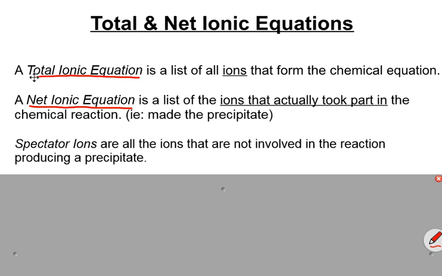And then the last one are spectator ions. Spectator ions are all of the ions that are not actually involved in the reaction that produces a precipitate. So basically, those ions just end up floating around doing nothing.